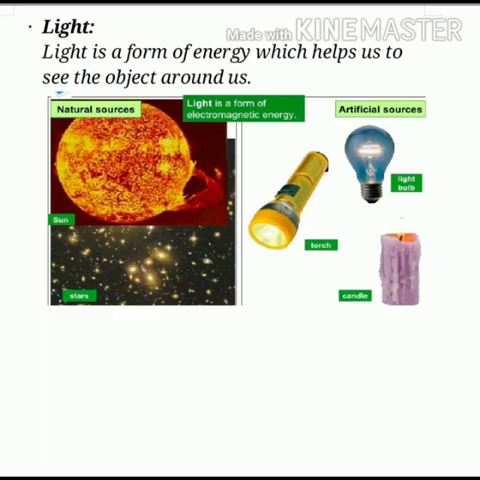Sources of light. What are sources of light? Objects that give out light are called sources of light. They can be either natural or artificial. Examples of natural sources of light are the sun, stars, fireflies. Some artificial sources are light bulb, torch, candle.